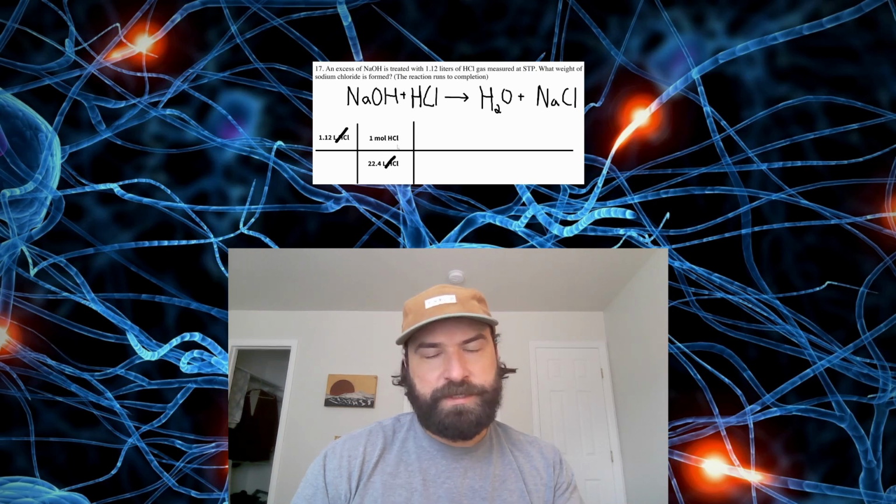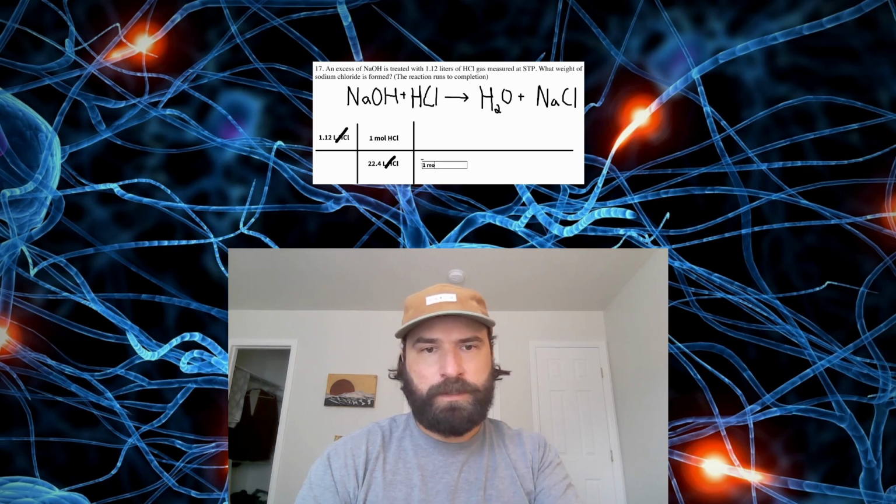Now that I'm in moles of HCl, I can switch to moles of sodium chloride by using the mole ratio. And our mole ratio is just the coefficients in our equation. Our coefficients are just 1. So for every mole of HCl, we're also going to have 1 mole of NaCl.